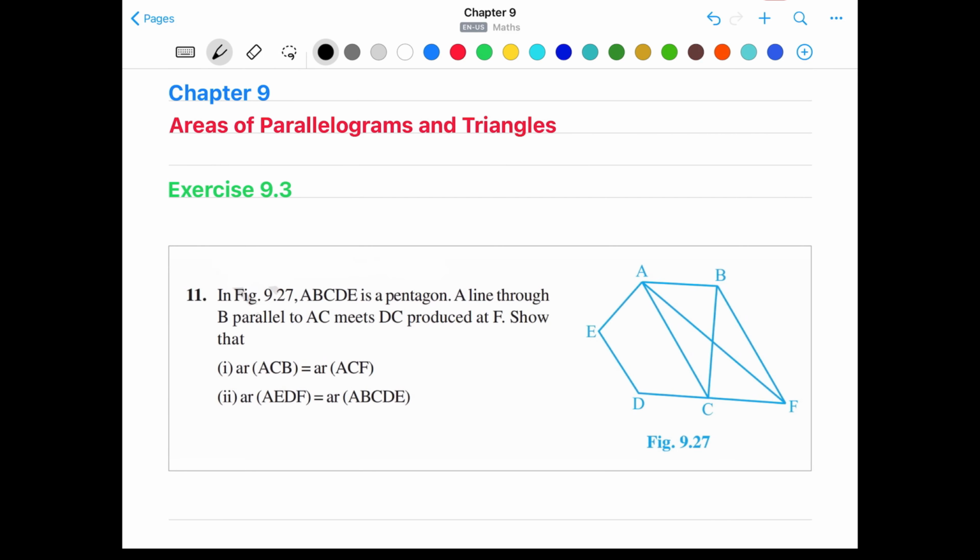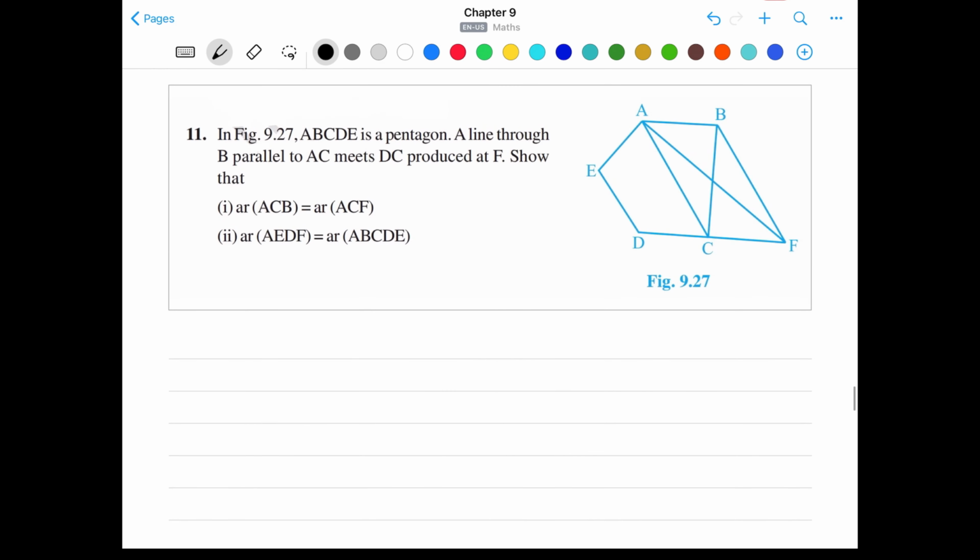Since we have already done the first 10 questions of this exercise in the previous sessions, now in this session we are going to start with question number 11. Now question number 11 is: in figure 9.27, ABCDE is a pentagon. So we are given a pentagon which is A, B, C, D and E.